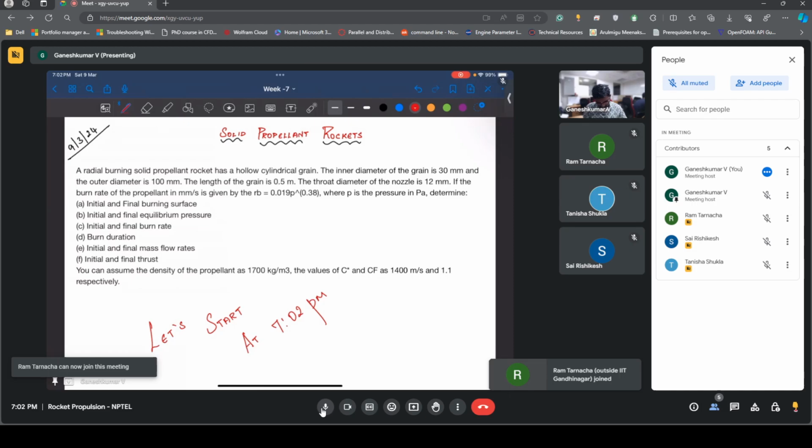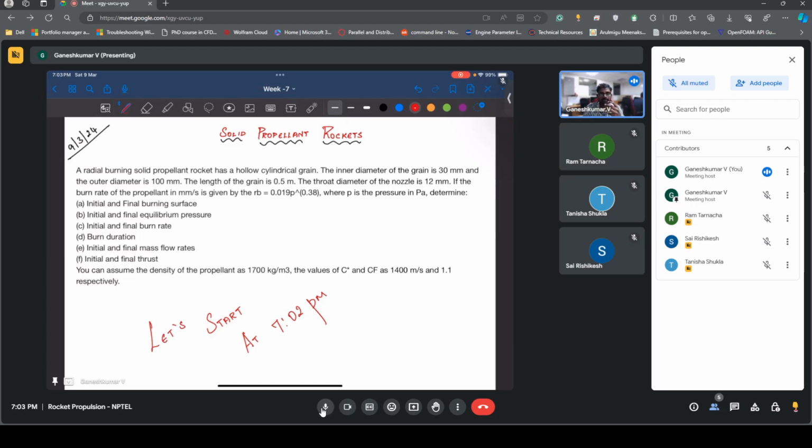Good evening. So today what we are going to do is we'll solve this one problem, and this problem includes solid propellant rockets. Last class we had enough discussion about the combustion chamber temperatures and characteristic velocity, and how to find all those. I hope that would be useful for you to submit the week 7 assignment. Today's problem is going to be related to your week 8 assignment.